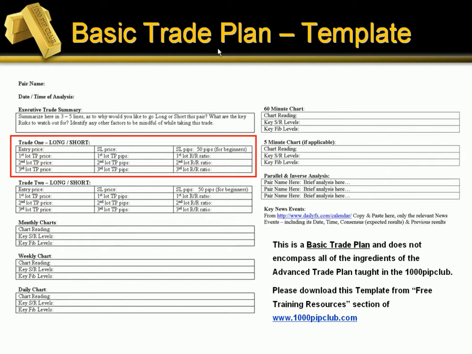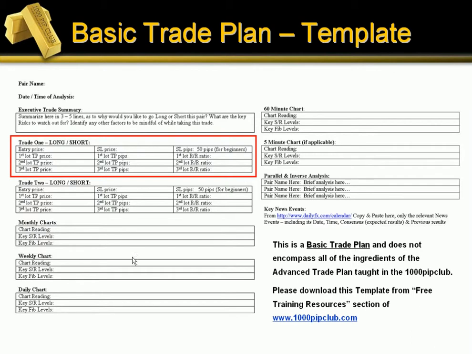So you'll see on our trade plan, we've got the monthly charts, weekly, daily, 60-minute, 5-minute, if applicable. You'll see there are three points that we want you to discuss. Essentially, chart reading: is it trending on a monthly, weekly, daily, respectively? Is it trending, going sideways, oscillating? Do you feel there'll be a reversal? What are the strong support resistance levels on those relevant charts, and what are the fib levels?